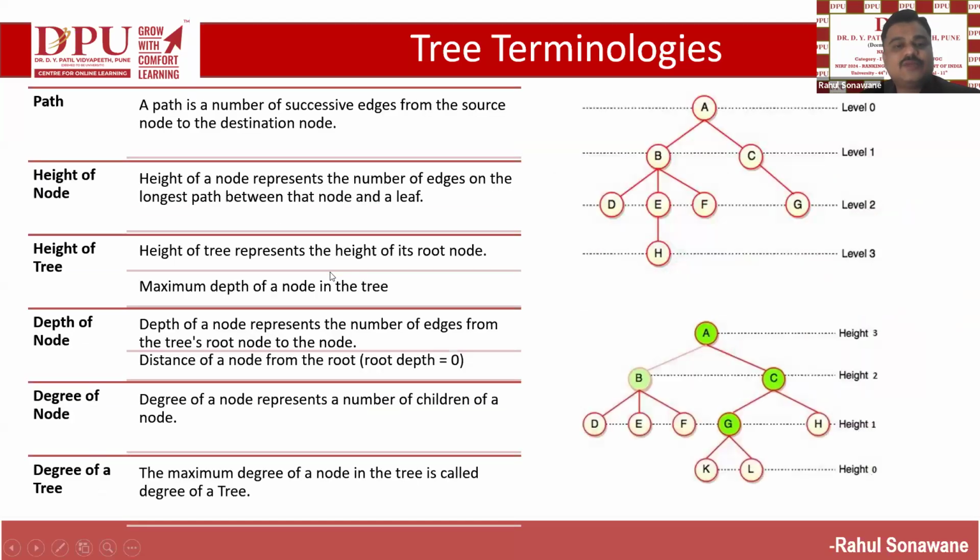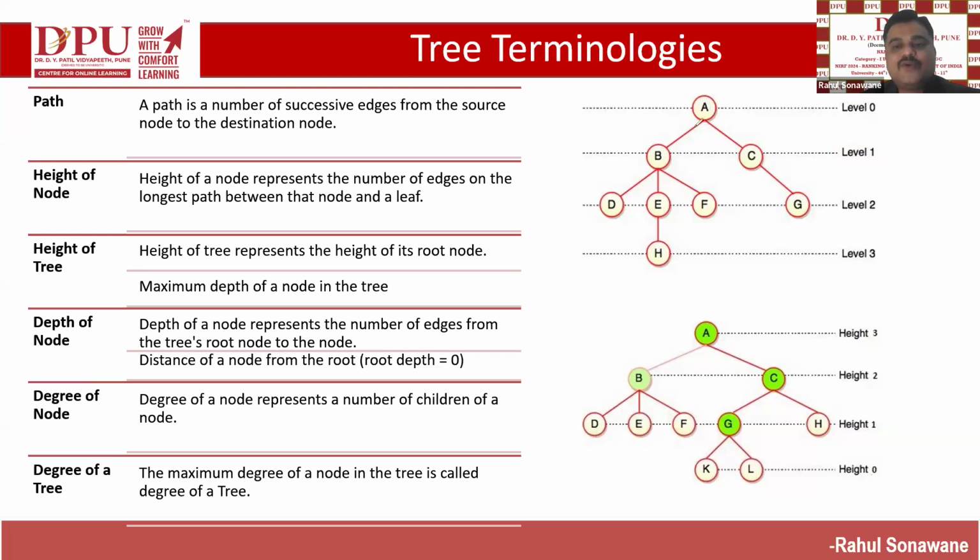Okay. Now, furthermore, there are more terminologies. So next is a path. Path is nothing but the number of successive edges from the source node to the destination node. Now here, suppose I wish to find out the path between A and H, right?